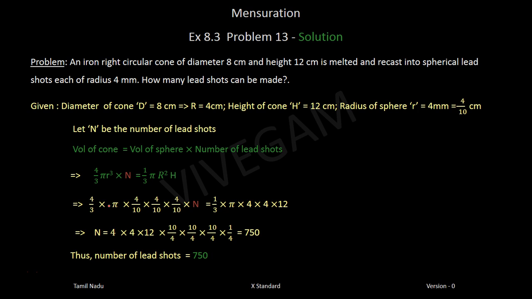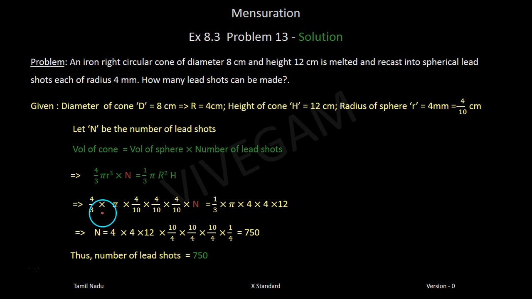Okay, and what else will get cancelled? Okay, these two 4s can get cancelled with these two 4s. Okay, and then n will be equal to, so this 4 and this 4 into 4 into 12 will remain there, and this 10 into 10 will come up, so it will become 10 by 4 into 10 by 4 into 10 by 4. Okay, I think we are not cancelling that 4 there, we are cancelling it little later. Okay, and this 4 comes down.